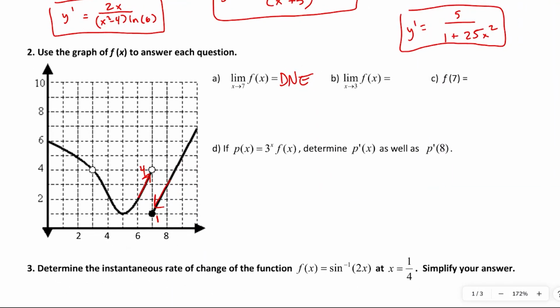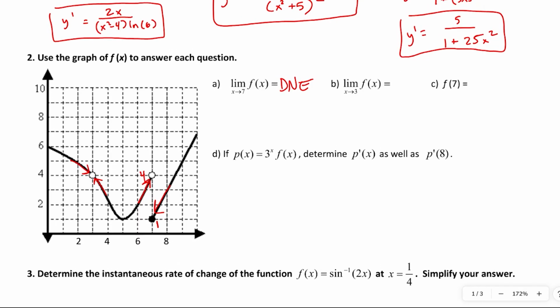So now let's take a look at what's going on as x approaches 3. Even though the function is not defined at 3, the value of the limit as x approaches 3 from the left and the right is both 4. If we look at these two arrows from the left and the right of 3, we can see that both of these arrows are pointing to the y value of 4, and that's going to be our limit there.